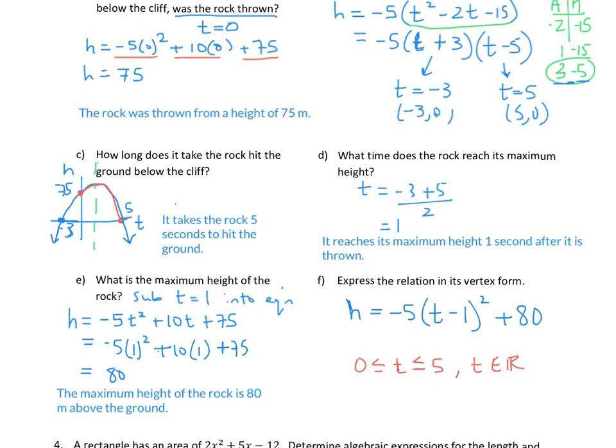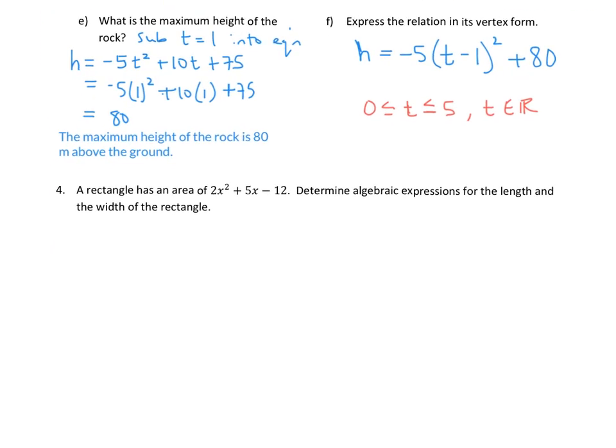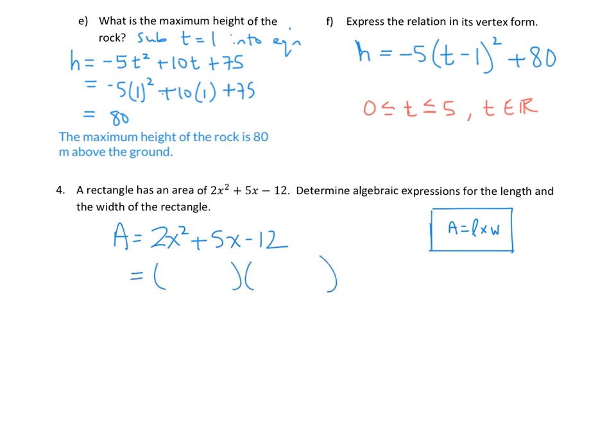All right, our last example here. A rectangle has this area. Determine an algebraic expressions for the length and the width of the rectangle. So a rectangle has an area of length times width. So if I just draw a picture here, we know a rectangle is length times width. So that means if my area is given by this expression of 2x squared plus 5x minus 12, and we want to get expressions for the length and the width, we want to rewrite this as something times something. Now, this is 3 terms.